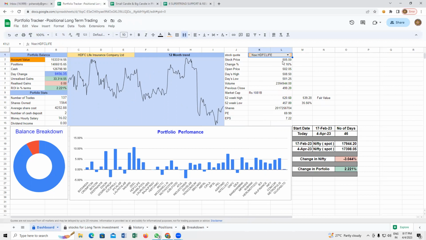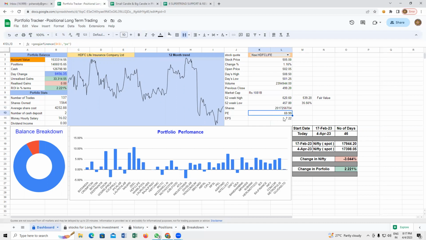Now here we have many data like stock price, the percentage change from the day before yesterday's closing to yesterday. Then there are the open price, high price, low price, and volume. Then there is the previous close and market capitalization. Then you have the 52-week high, 52-week low, and the total number of shares available for trading on the exchange.